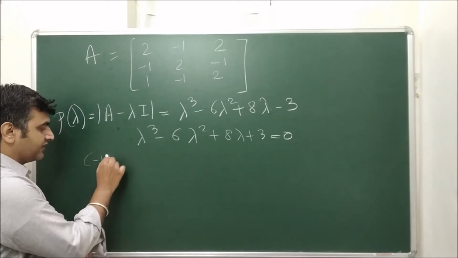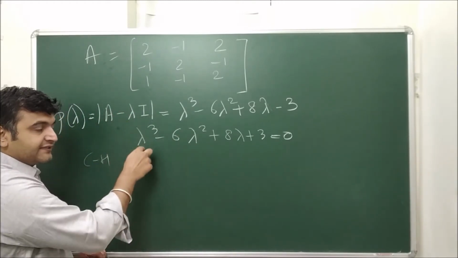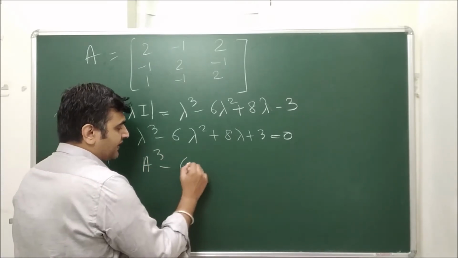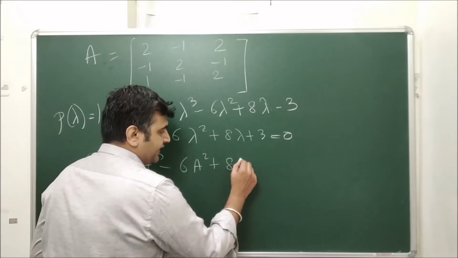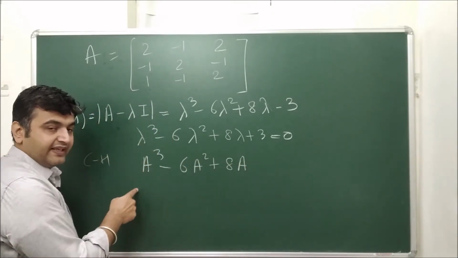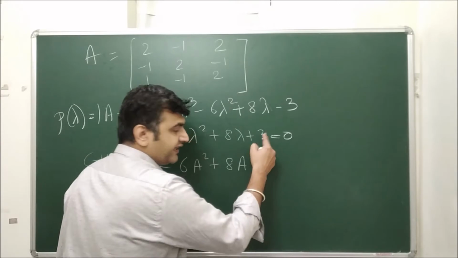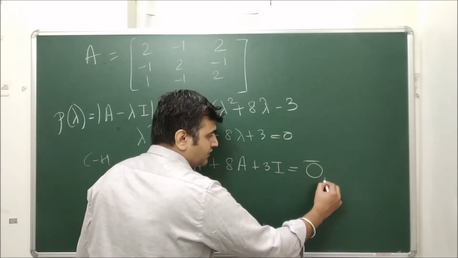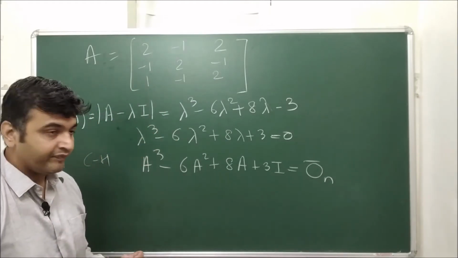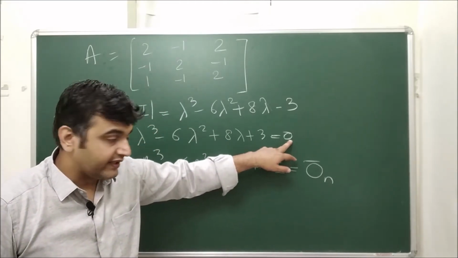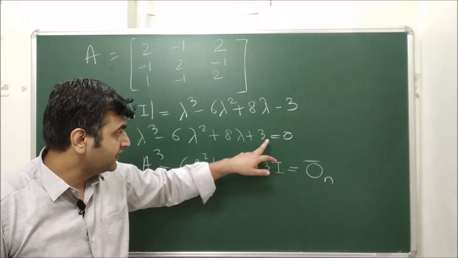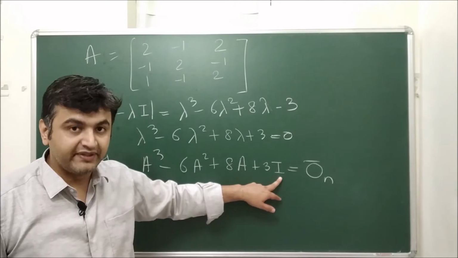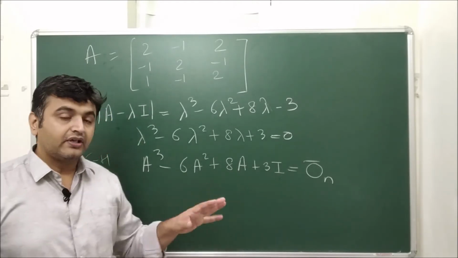By the Cayley-Hamilton theorem, every matrix satisfies its characteristic polynomial. That means here you will have A cube minus 6A square plus 8A, you replace your lambdas by A. This is 3 into 1, so you replace the 1 by the identity matrix, is equal to the zero matrix of order n. Here it is the real number 0 and here it is a zero matrix. Here it is 3 into 1, where 1 is a real number, and here it is 3 into the identity matrix. So this is what we have.